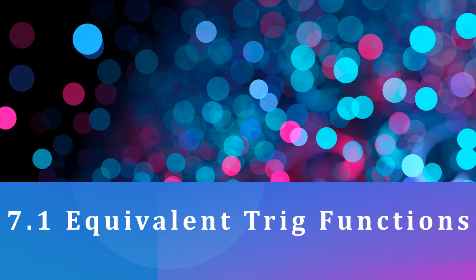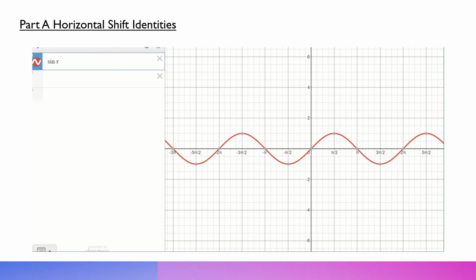We're starting off chapter 7 by trying to think of different ways to represent sine, cosine, tan, equivalent trig functions. So sometimes we need to use cos, not sine, or use tangent, not cotangent. We have to be able to switch between them back and forth. The first thing we're going to talk about are the horizontal shift identities.